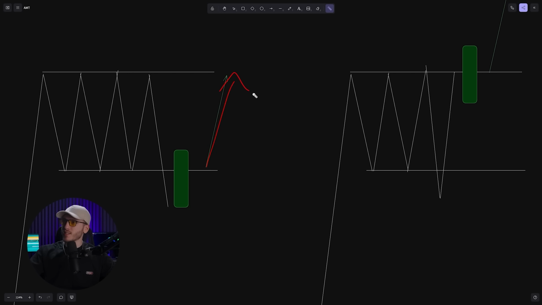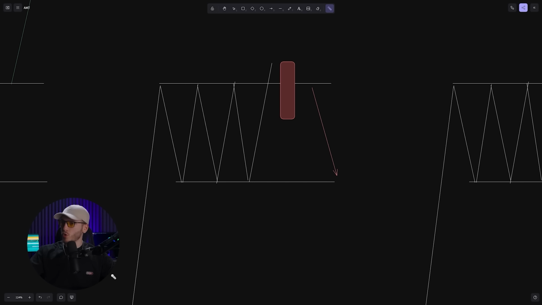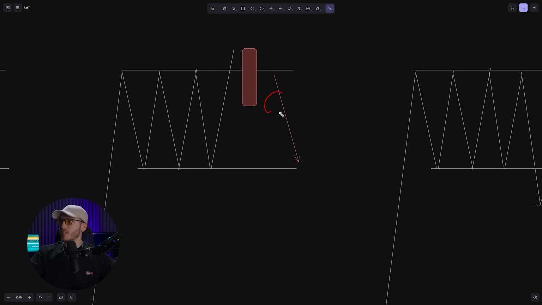Maybe not as much as this type of failed auction, because again, we're going against the current trend, but this is still a valid short auction idea. And this is the third setup.